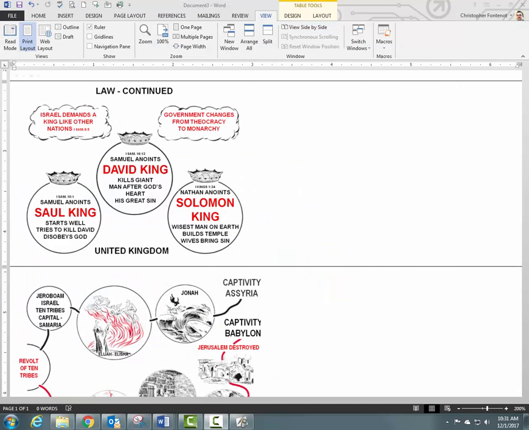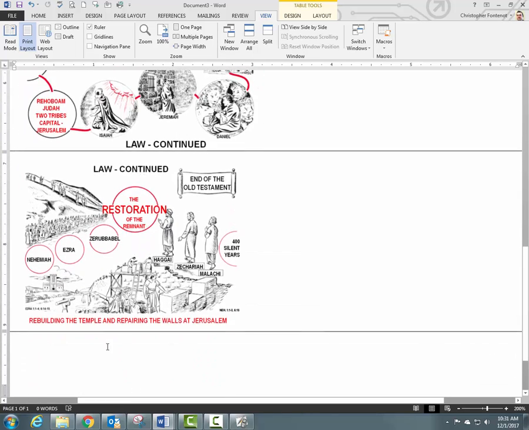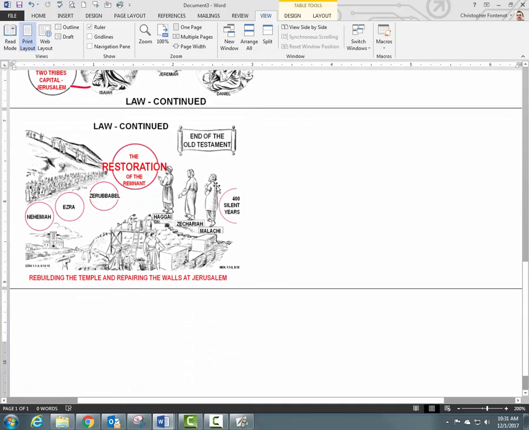Here's your kingdom years, your united kingdom. This is also kingdom years where the kingdom is divided right here on this chart. And then after the period of time of their captivity, and the captivity would be covered here with Daniel, we move into the period of time of their restoration.